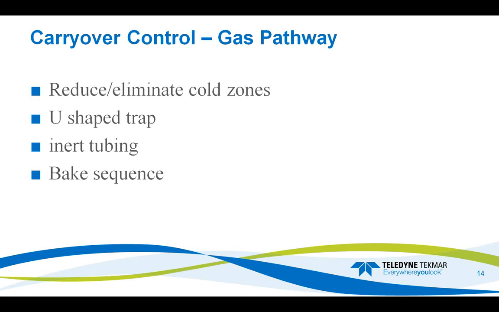That way we reduce the amount of sample pathway, which also reduces the opportunities for things to get hung up and carried over. Inert tubing helps with this. And again, our bake sequence, making sure we optimize our bake options so that we drive off any volatiles that are left in the system between samples so that we start fresh and clean each time.